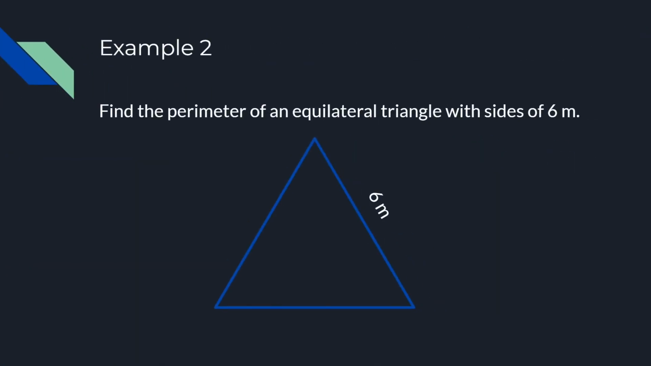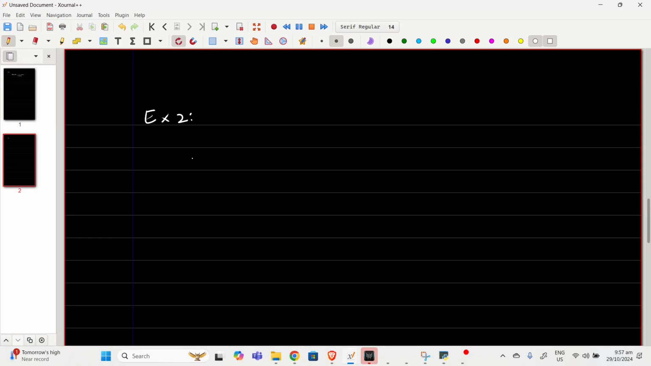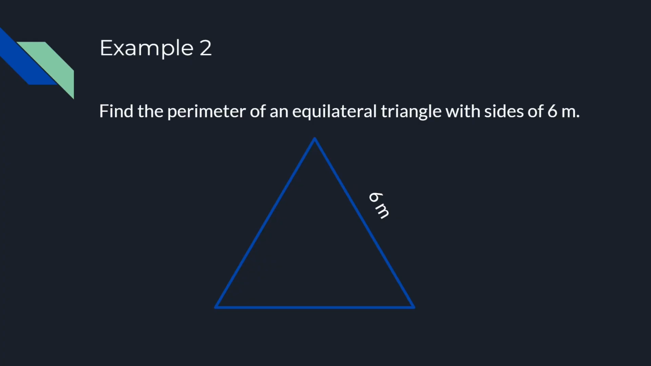Here's another example. Find the perimeter of an equilateral triangle with sides of 6 meters. So a triangle has 3 sides. So the perimeter would be equal to 3 times 6 meters. That's 18 meters.